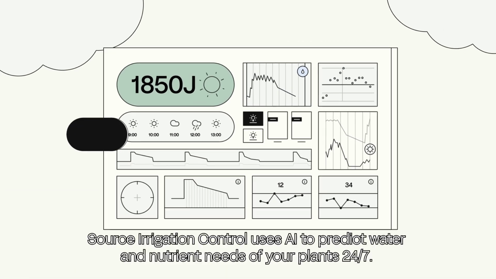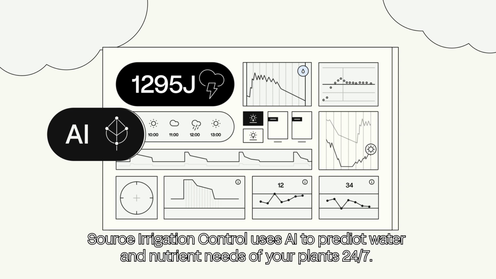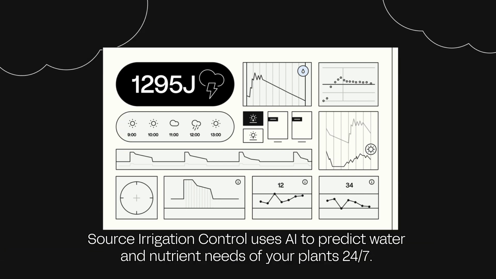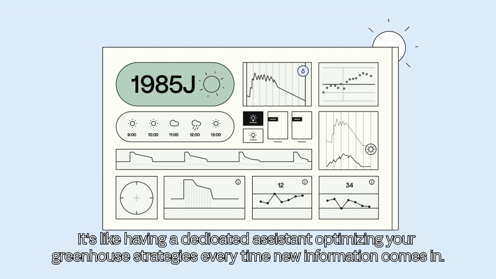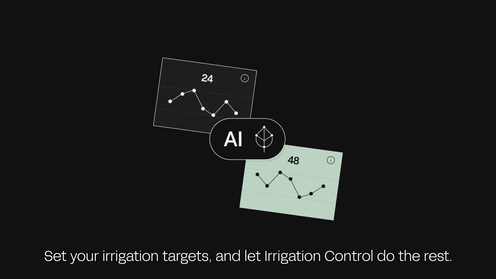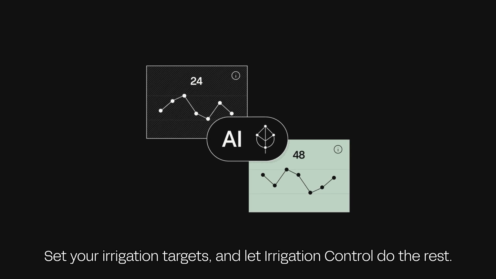Source Irrigation Control uses AI to predict water and nutrient needs of your plants 24/7. It's like having a dedicated assistant optimizing your greenhouse strategies every time new information comes in. Set your irrigation targets and let Irrigation Control do the rest.